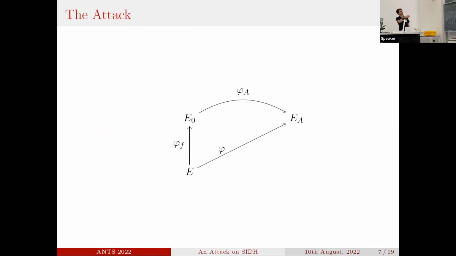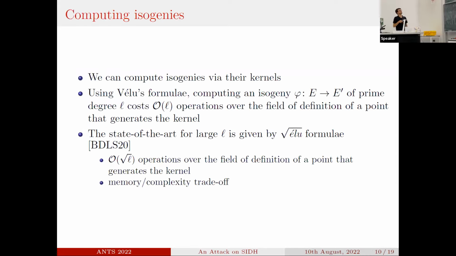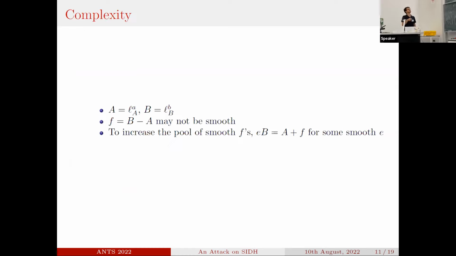When we compute the cofactor isogeny phi F, we actually compute that isogeny by a chain of prime degree isogenies. So if phi F is a chain of isogenies of large prime degree, then attacking SIDH this way is not more efficient than trying to guess this phi A. That's the reason why we need to find some kind of smooth F.